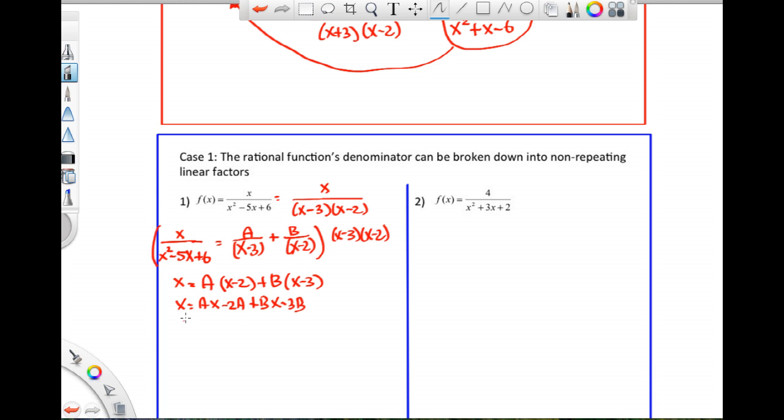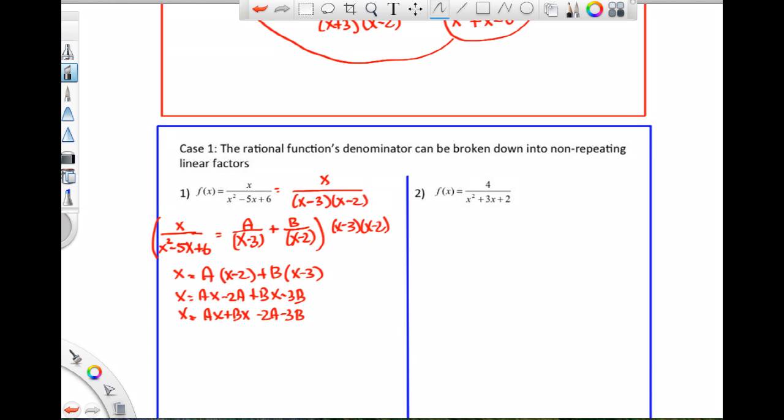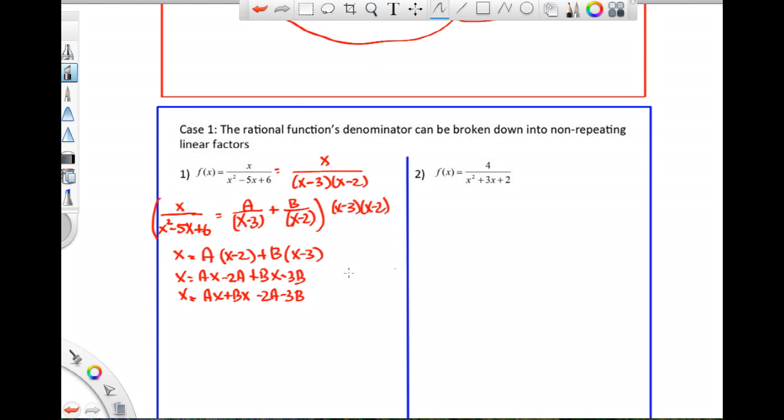Then I'm going to collect everything that has an x on the left side, leaving the right side alone. So it's ax plus bx, so ax plus bx minus 2a minus 3b. And then I'm going to do one more thing. I'm going to factor that x out over here, and I'm going to write this as an x plus 0, and I'll show you in a moment why. And then it leaves me with a plus b here, and this one a negative 2a minus 3b.